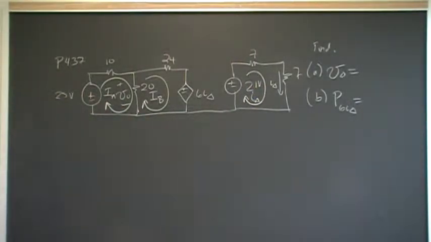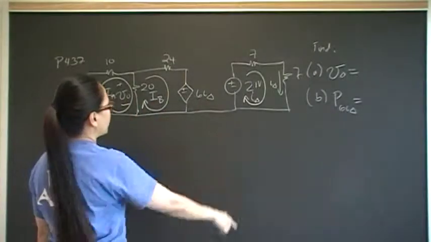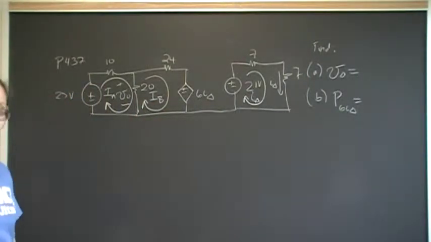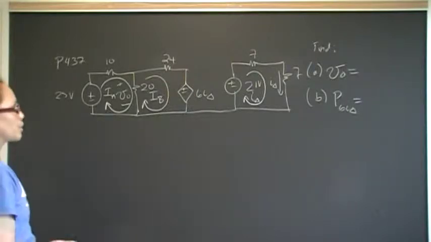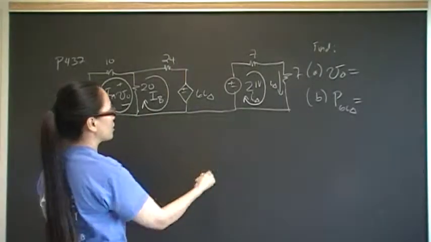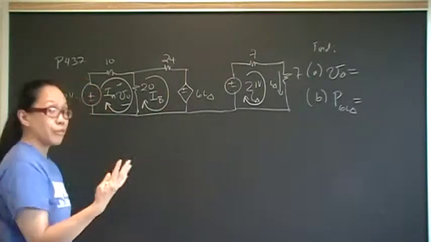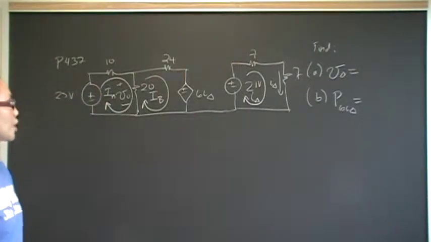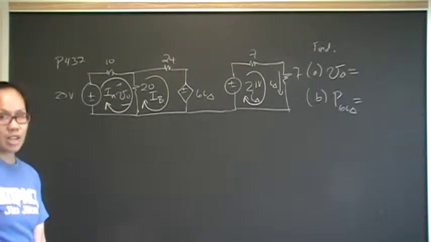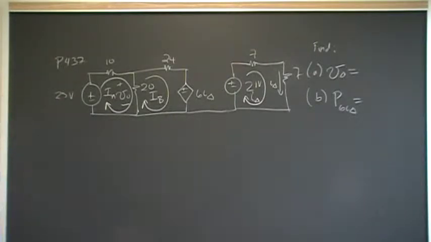So let's go ahead and get started. In this case, I see that we have three unknowns, and three equations will come out of three meshes. If I had, for example, three equations and four unknowns, then my fourth equation would come from the constraint equation. In this case, we don't need to write a constraint equation because we actually have three equations and three unknowns.